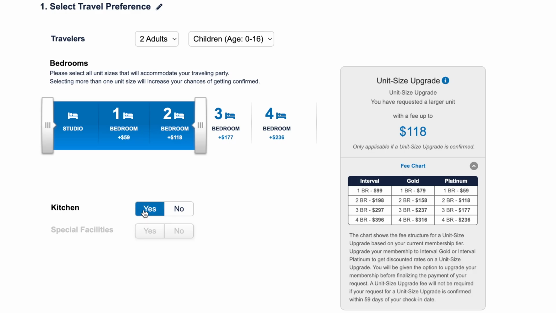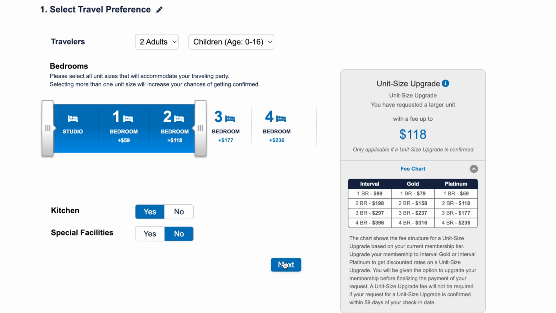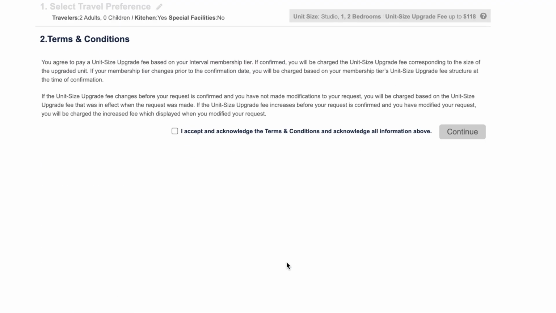All right. Once you know your bedroom size, you're going to come down here and it's going to ask if you want a kitchen. And yes, I actually like having a kitchen. I do cook on vacation. And then I don't need any special facilities. So let's go to next. And I'm just going to accept these terms and conditions. Go ahead and read those on your own.